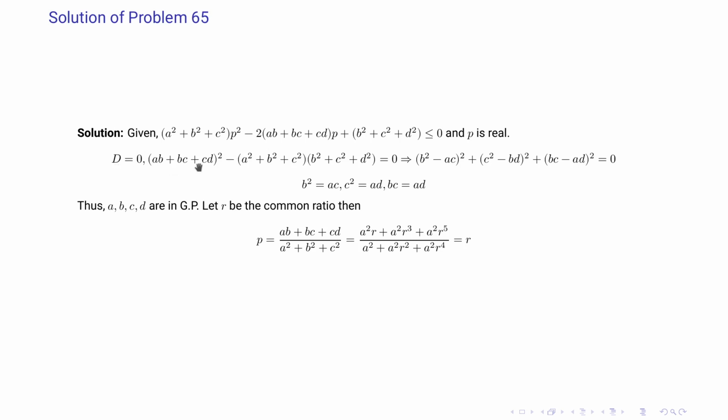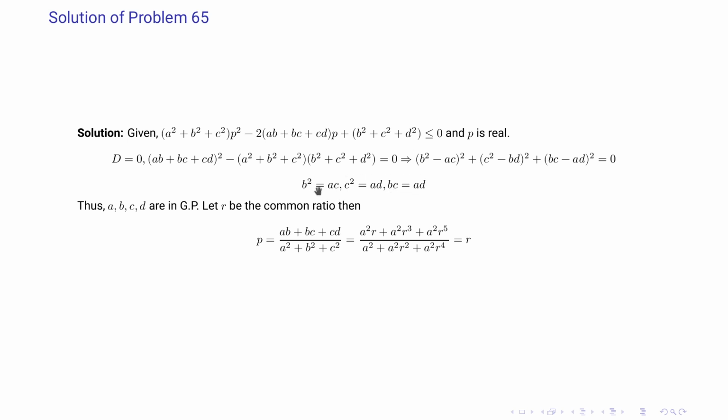So (ab plus bc plus cd) whole square minus (a square plus b square plus c square) into (b square plus c square plus d square) is equal to 0. This has come because b square minus 4ac, where 4 has been taken out, is equal to 0. So from this we get (b square minus ac) whole square plus (c square minus bd) whole square plus (bc minus ad) whole square is equal to 0. That is b square is equal to ac, c square is equal to bd, bc is equal to ad.